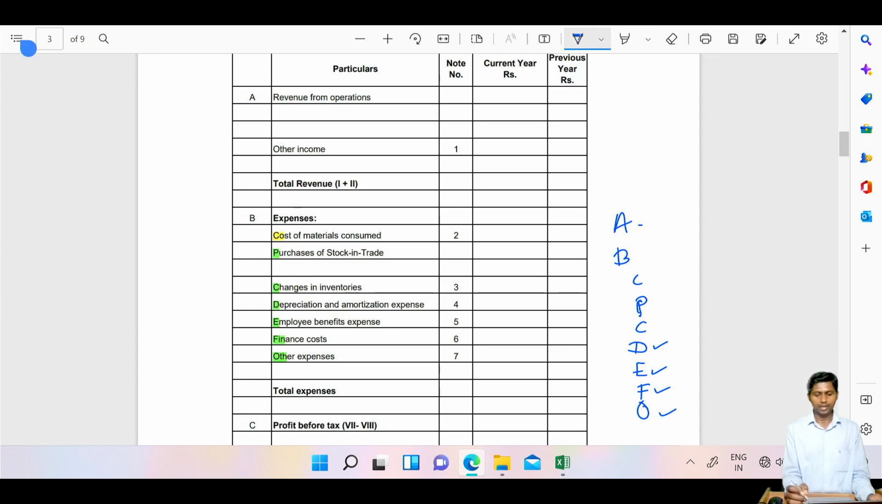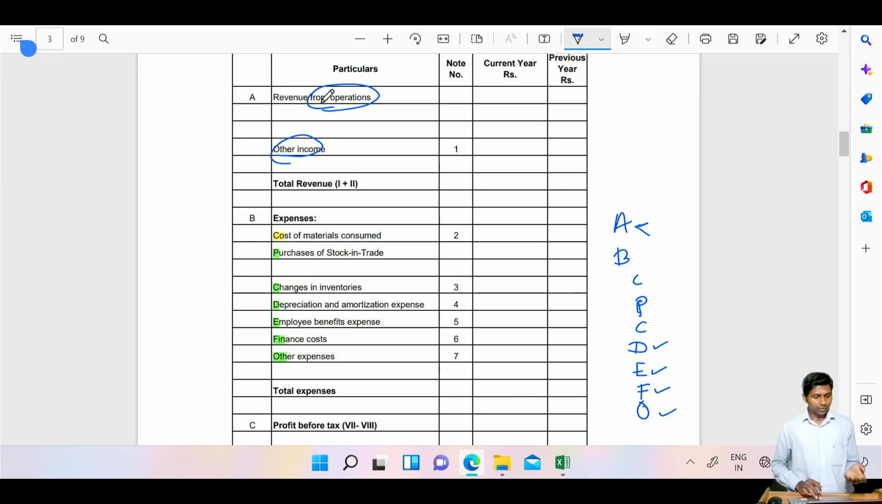In the A category, we write what? All revenues. In A, revenues, just 2 parts: revenue from operation and other income. That means the given side of a trial balance, you have to fit in these two categories only.